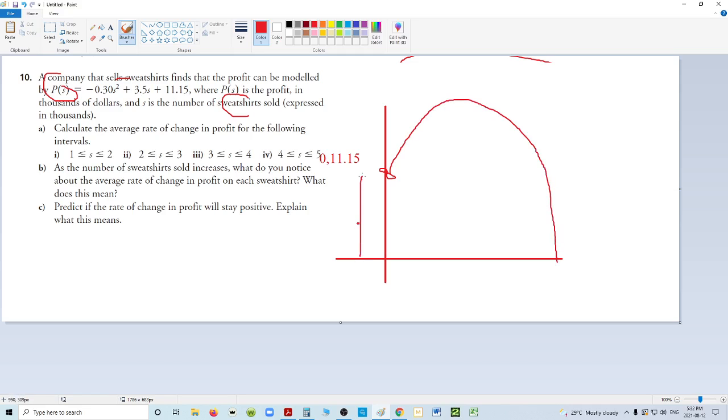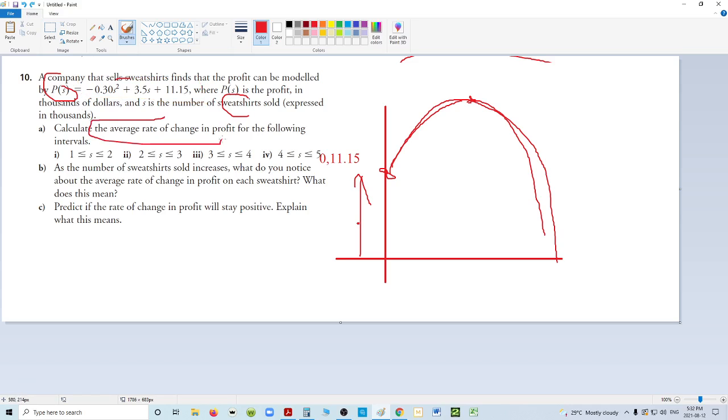And y represents profit. So that's 11.5 times 1,000. That's $11,150 if they sell 0 t-shirts, which is kind of weird. But you can see their profit's going to rise up, hit a peak, and then it's going to descend, and they're going to hit a negative. Now you could figure out the negative by taking the root of that, but only do what you have to.